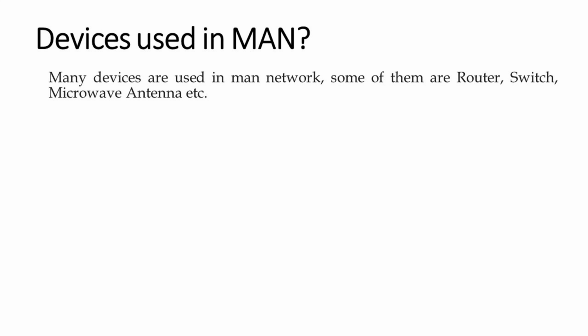Switches operate at the data link layer of the OSI model. But sometimes they also work at the network layer. A microwave antenna is a physical transmission device used to broadcast microwave transmissions between two or more locations. Microwaves use high-frequency radio waves.